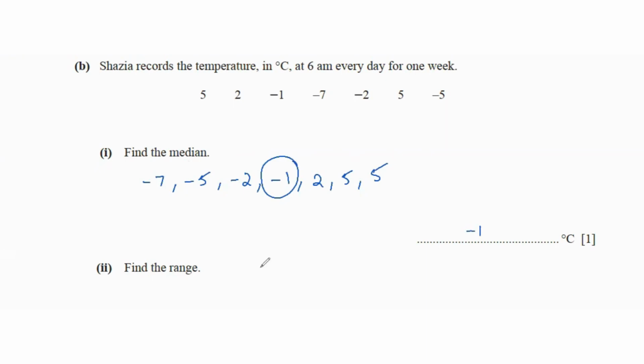Then it says find the range. Range is the difference between the highest and the lowest value. If we look at our values in ascending order, the highest is 5 and the lowest is negative 7. So 5 minus negative 7 is 12. That is your range.